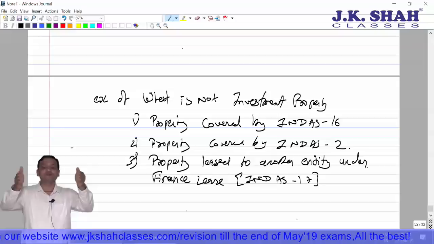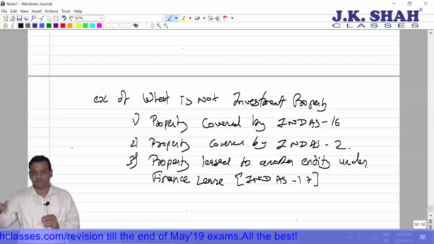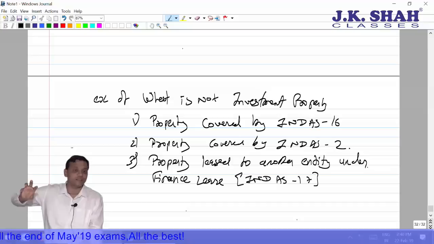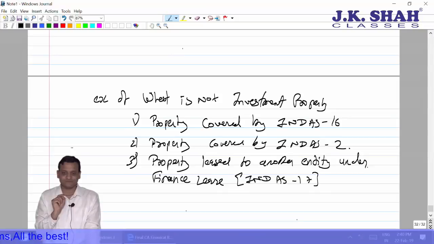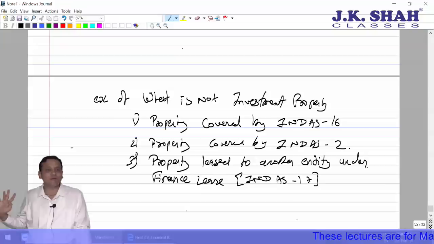Now, under the principles of IND AS 17 leases, two types of lease, finance lease, operating lease. In finance lease, what happens? We are not recognizing the property, that is the fixed asset. We recognize the lease receivable. So, if I have given you that asset, I pass an entry, lease receivable, that person to whom I have given, lease receivable account debit to the fixed asset. Means it is not there only in my books. So it is not my investment property. So three things, property lease to another entity under finance lease.